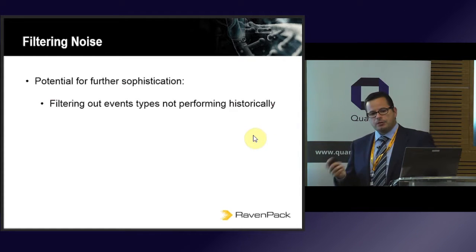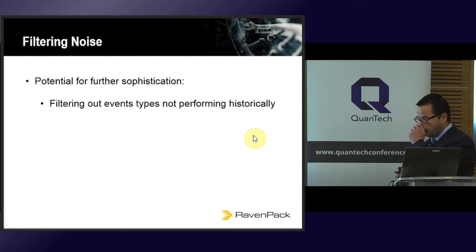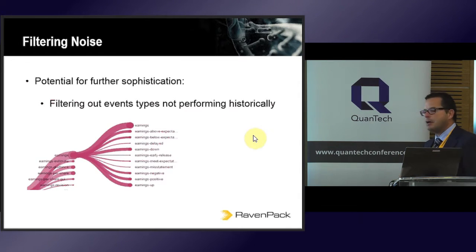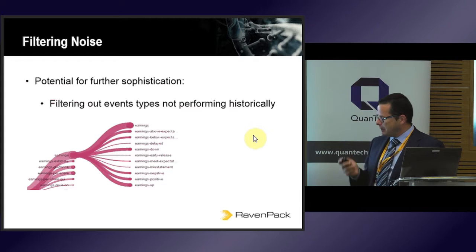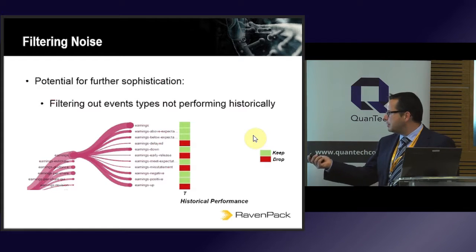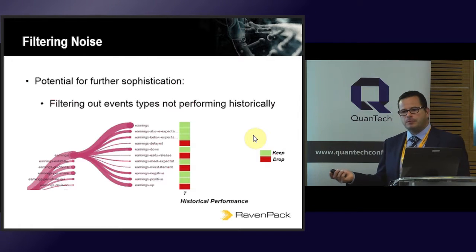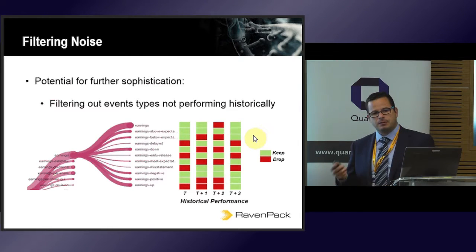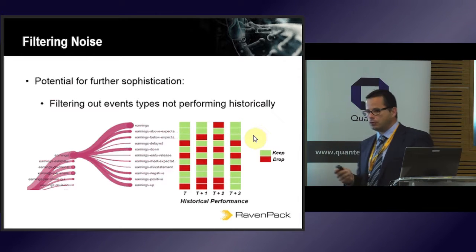This is not the only way we can use the taxonomy to filter for noise; there is still potential for further sophistication in the filtering. One way to go is to filter out event types that are not performing historically. So imagine that we focus on the earnings category. We could track the historical performance of every single category, keep those that performed well in the past and drop those that didn't. And we can do that in a rolling fashion, and the strength of the indicator will get much better. I will get into more detail because this is actually one of the use cases I want to show you afterwards.